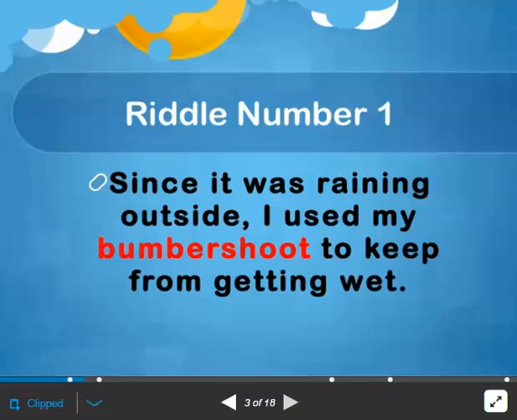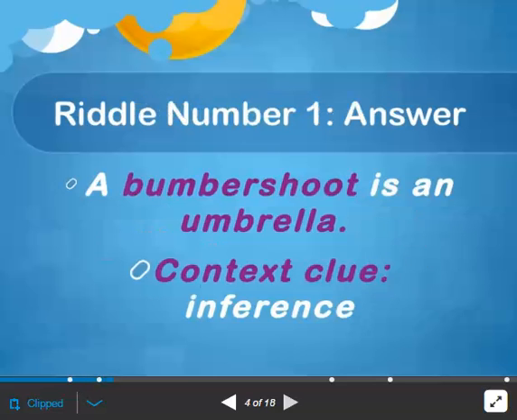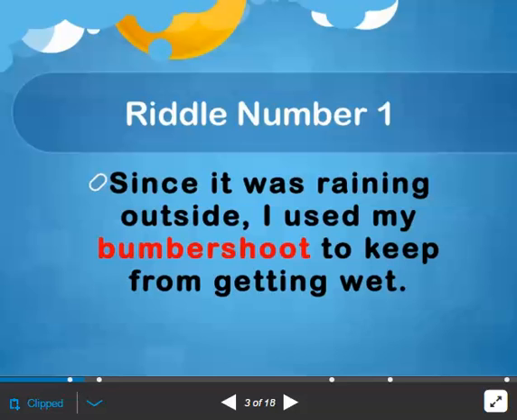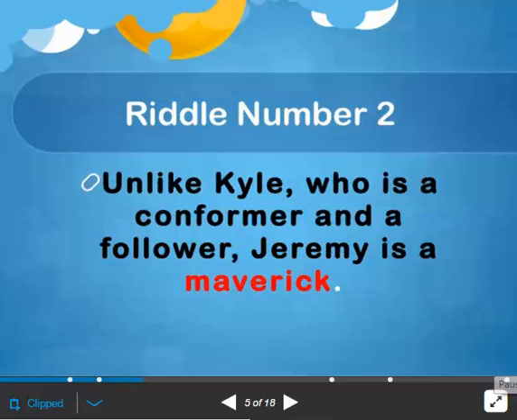Riddle number 1. Since it was raining outside, I used my bumbershoot to keep me from getting wet. What might bumbershoot mean? A bumbershoot is an umbrella. We can use our inferencing to context clues. We don't want to get wet, so we're going to use our bumbershoot to help us. We would use an umbrella to keep from getting wet in the rain.